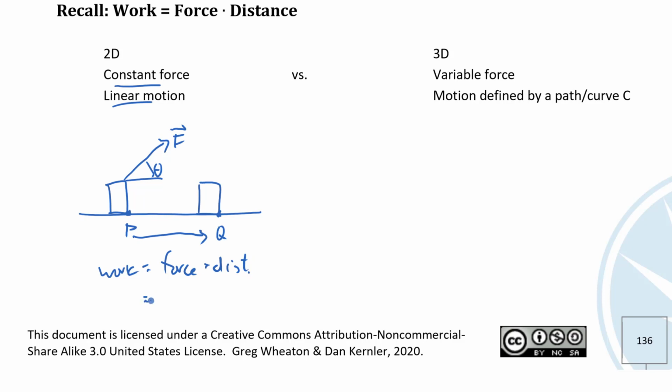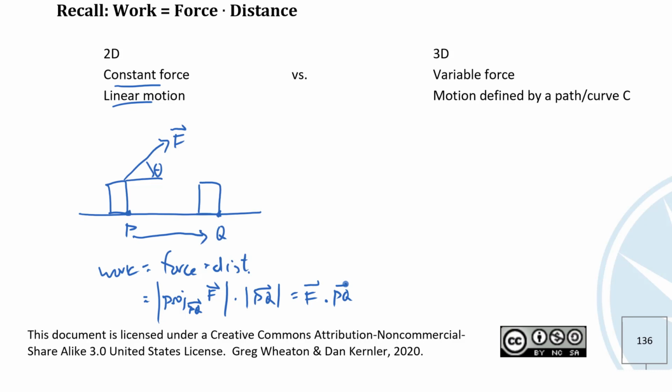But in this case, the force is not acting in the direction of movement, so you'd have to find the projection of the force in the direction of the movement. That would be the projection of the force in the direction of PQ. Find the magnitude of that and multiply it by the distance that it's moved, which would be the magnitude of PQ. And this is just the dot product of F with PQ.